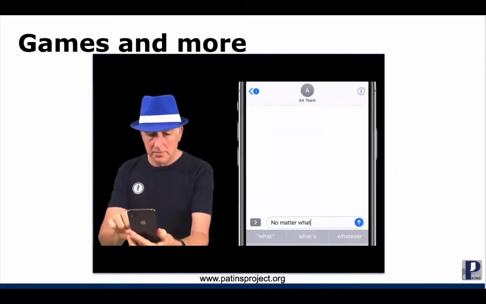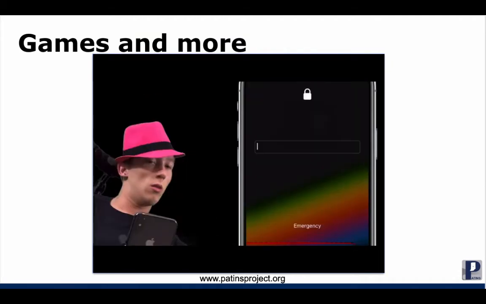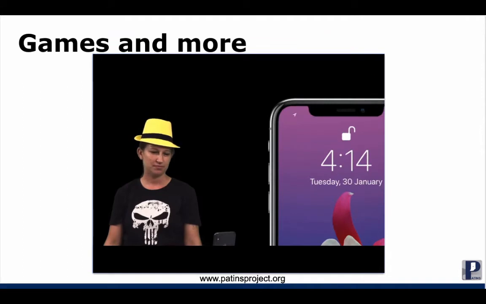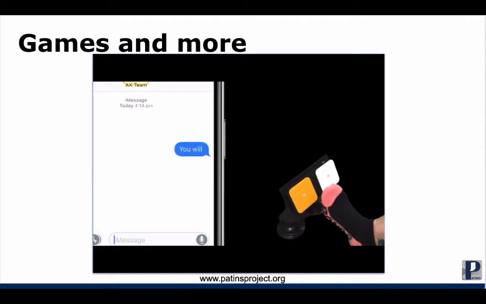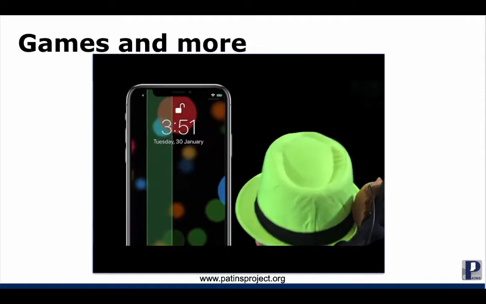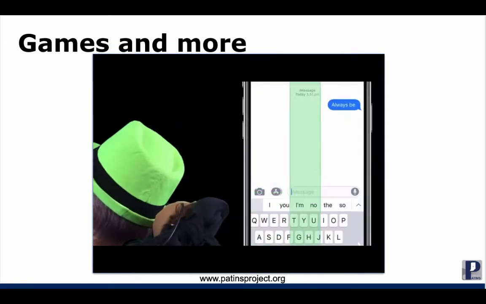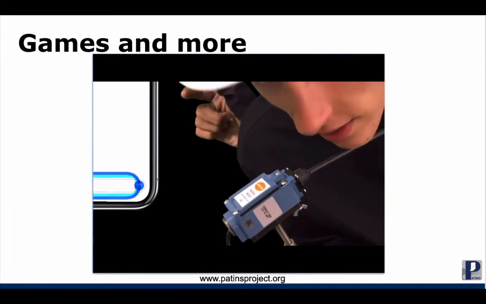Blue Hat unlocks his iPhone 10 with their face, and so can Red Hat, Yellow Hat, Green Hat, and White Hat.